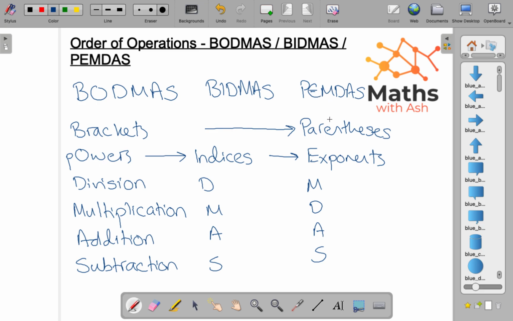So the main differences are that with BIDMAS you've got indices instead of powers, and with PEMDAS you've got parentheses instead of brackets and exponents instead of indices, which means that they all mean the exact same thing.